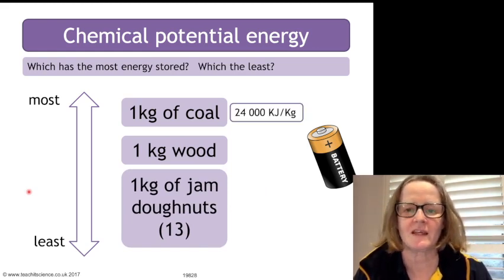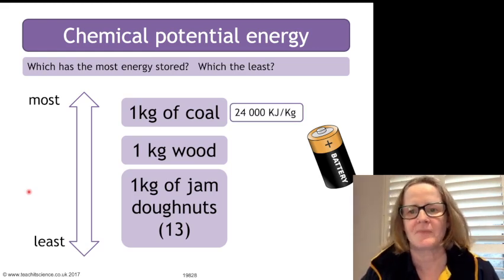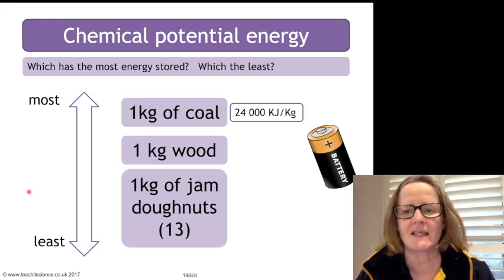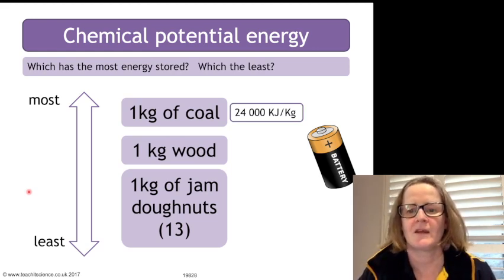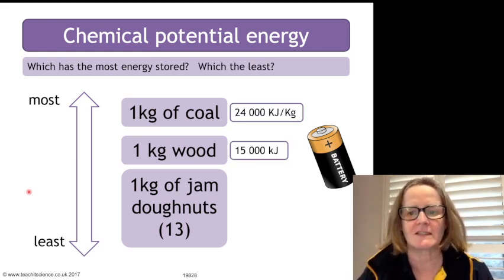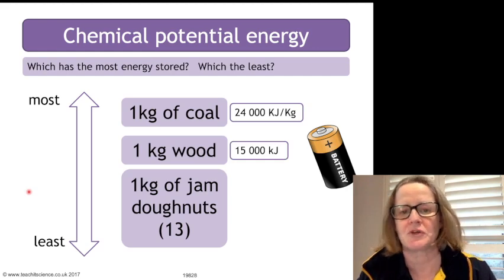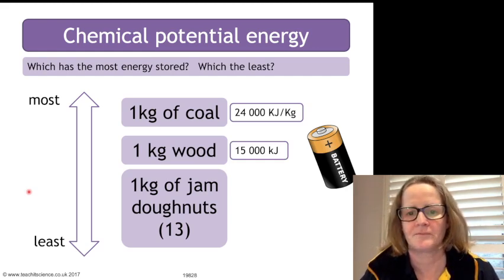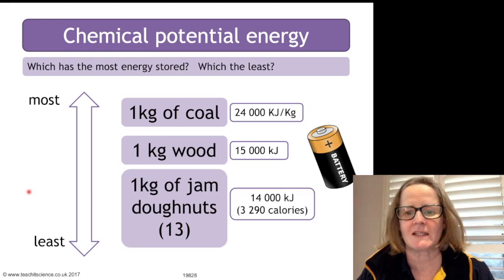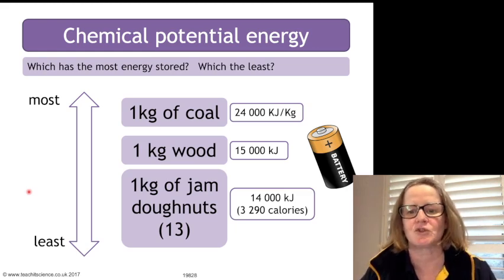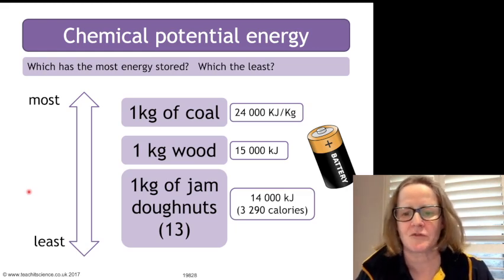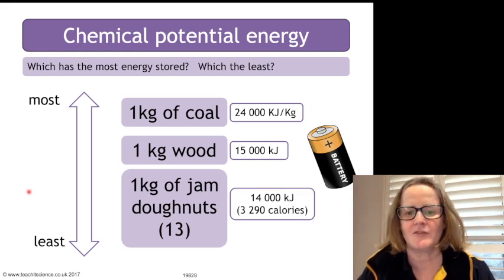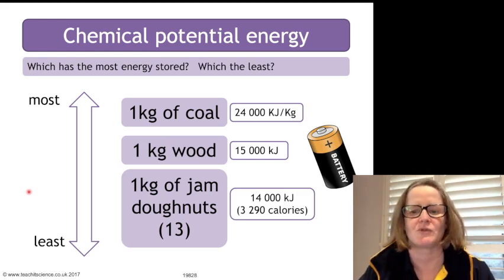If we look at the amount of energy in them, 24,000 kilojoules for every kilogram of coal that's burned. You can release 15,000 kilojoules if you burn a kilogram of wood, and you release 14,000 kilojoules, which is just over 3,000 calories, if you eat up and digest and burn away 13 jam donuts.